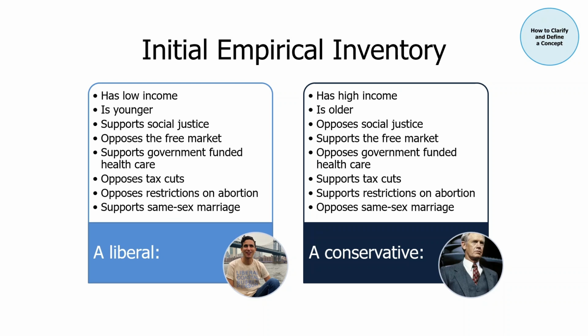But for reasons we'll review in a moment, both of these traits, income and age, do not belong on a list when you're trying to clarify the concept of liberalism and conservatism. Now, why is that? The reason is these properties, which might come to mind, might be related to ideology, but it's possible to think about income and age without also thinking about how liberal or conservative a person is.